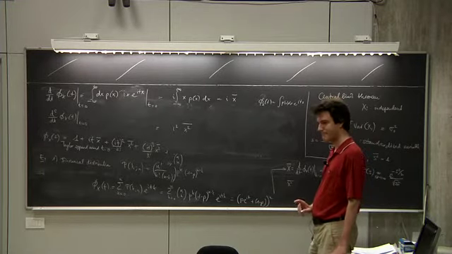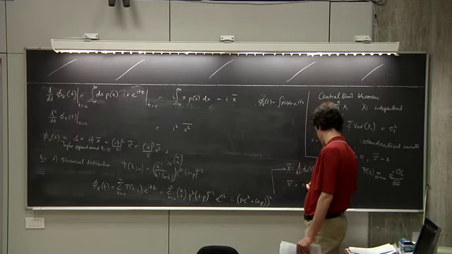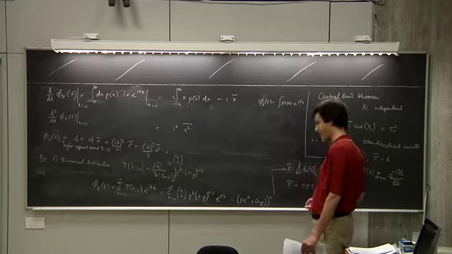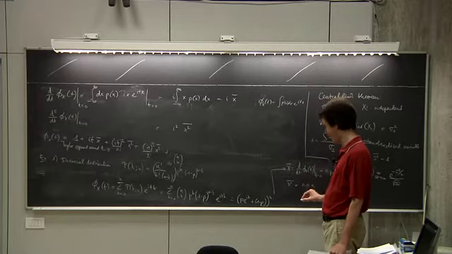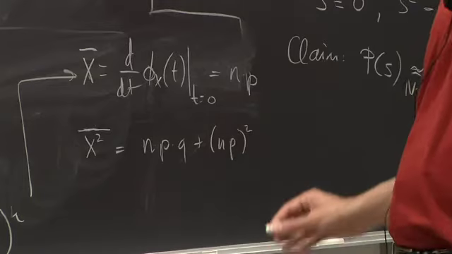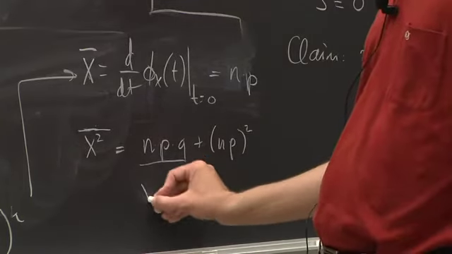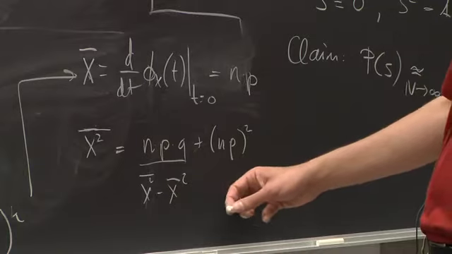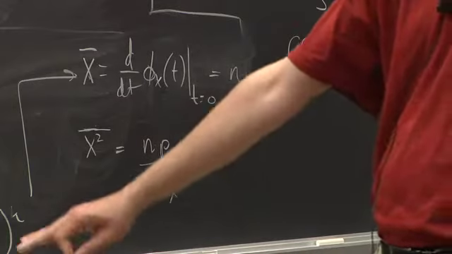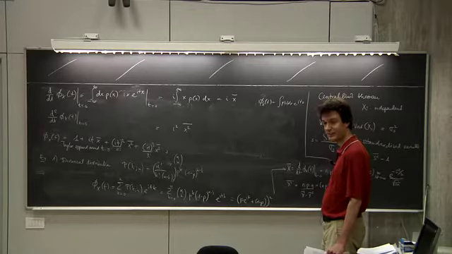N p times 1 minus p. Not fully. That's one part of the answer. Minus, okay. Yes, right? Because the variance, you know that this is the variance, which is x squared. Let's quickly, well, I'll let you check that. Take the second derivative, put t equals 0, and you get that. Okay?